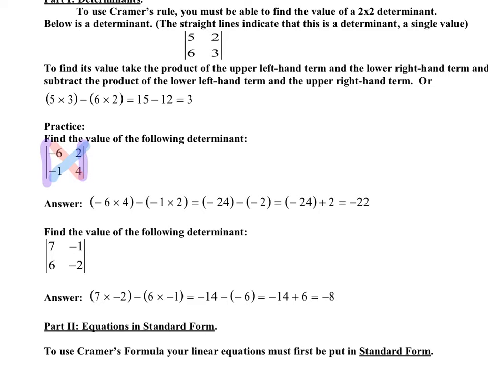So in this case, it would be negative 6 times 4, which is negative 24, minus negative 1 times 2, which is a negative 2. Well, as we know, when we subtract a negative, we're actually adding a positive. So this becomes negative 24 plus 2, or negative 22. You can see that fully worked out down here.